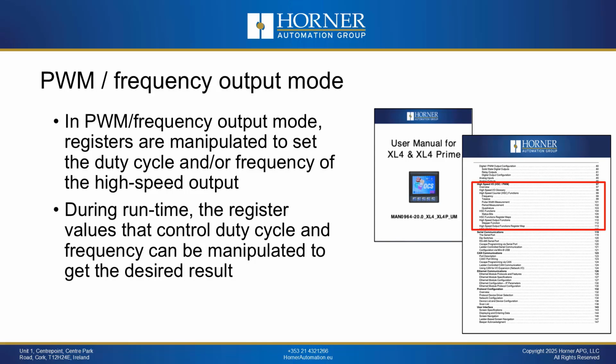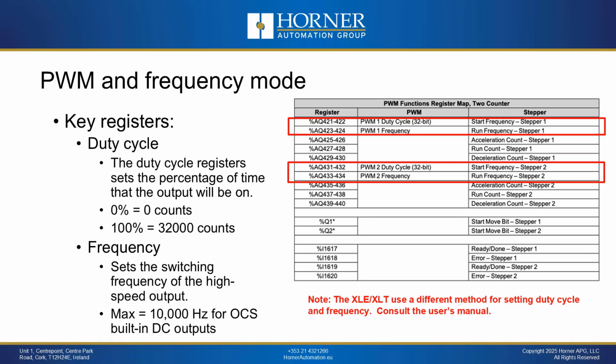Now let's turn our attention to PWM and frequency output mode. In these two modes, we are going to manipulate some registers in the OCS to cause the high-speed output to be set at a frequency and the duty cycle that we want at any given time. Let's take a look at those key registers. This happens to be the chart from the user's manual for the XL Prime. And you can see in the XL Prime we have a 32-bit value for duty cycle, and we have a 16-bit value for frequency. Now that is true of the XL Prime and the Canvas, but it is not the same in the Micro OCS.